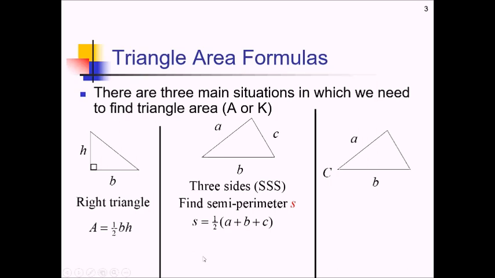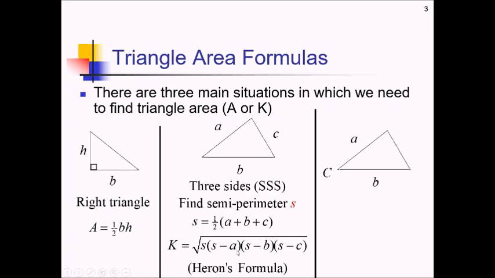We're going to say K equals, and this is going to be a huge square root now, s times (s minus A) times (s minus B) times, you want to guess what the next one is? Yep, (s minus C). So you multiply the semi-perimeter times the semi-perimeter's difference with the three sides. And this is a long formula, but it does the job. And this actually has a name. This is actually called Heron's formula, or sometimes Hero's formula.